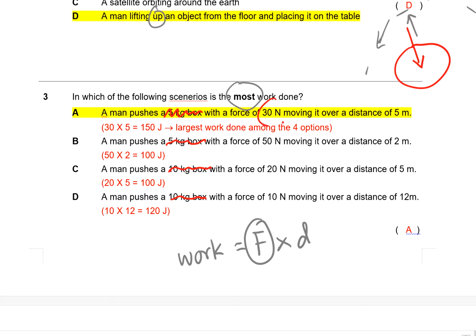So what is required is this one and this one, right? So you multiply the force with the distance, and I've actually worked it out here. You notice that the largest is A, 150 joules. So A is the answer, right?